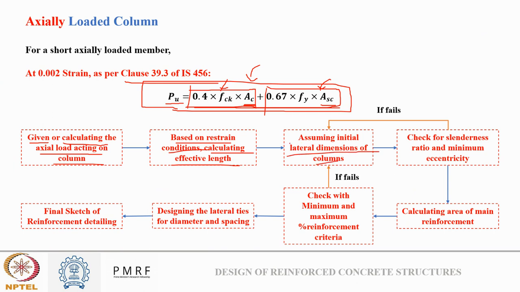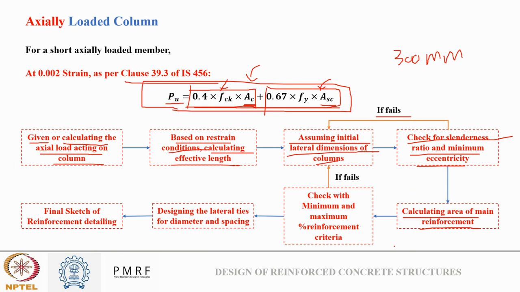Suppose I assume a dimension of the column, say 300 cross 300 mm, the lateral dimension of the column. Based on these assumptions, we need to check the slenderness ratio and minimum eccentricity. If I'm designing a short column, it should fulfil the conditions of a short column. If it is not fulfilling them, then we need to change the dimension and redesign. If it is fulfilling, then we can move ahead and calculate the area of main reinforcement.